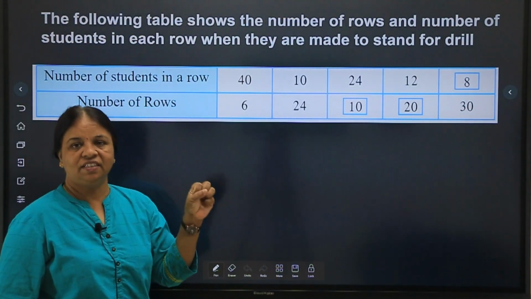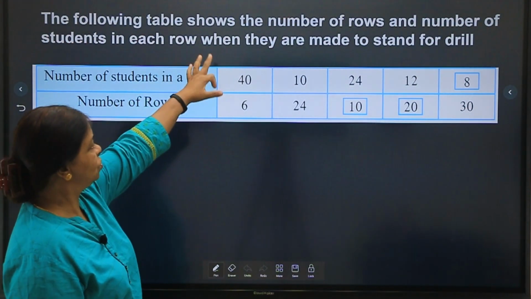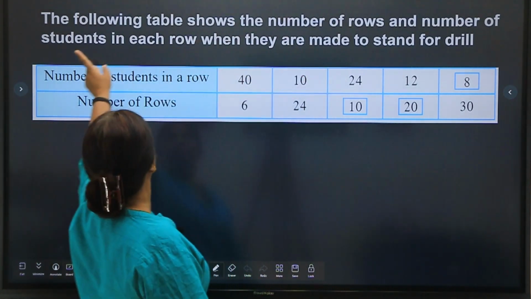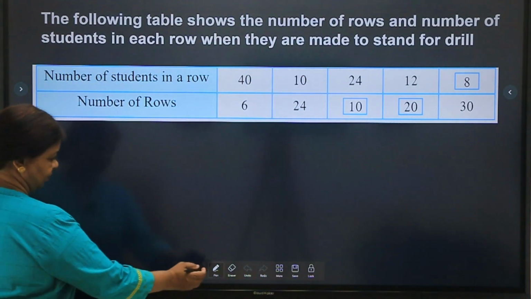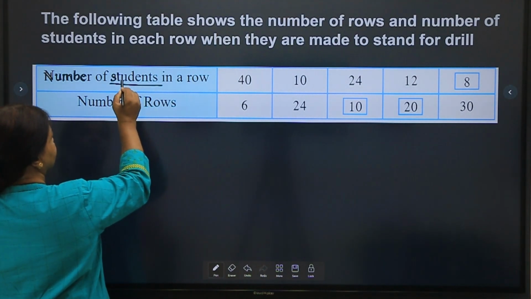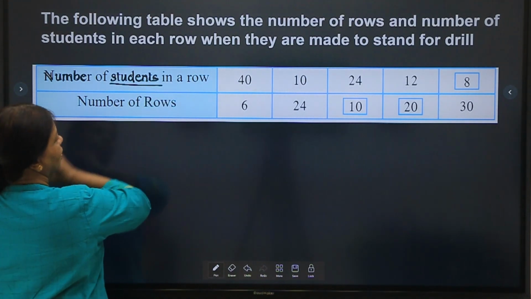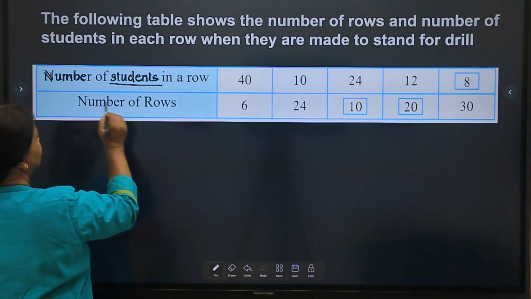Let's begin, children. You can see one table here. The table shows the number of students and the number of rows. This is the number of students, and here is the number of rows.